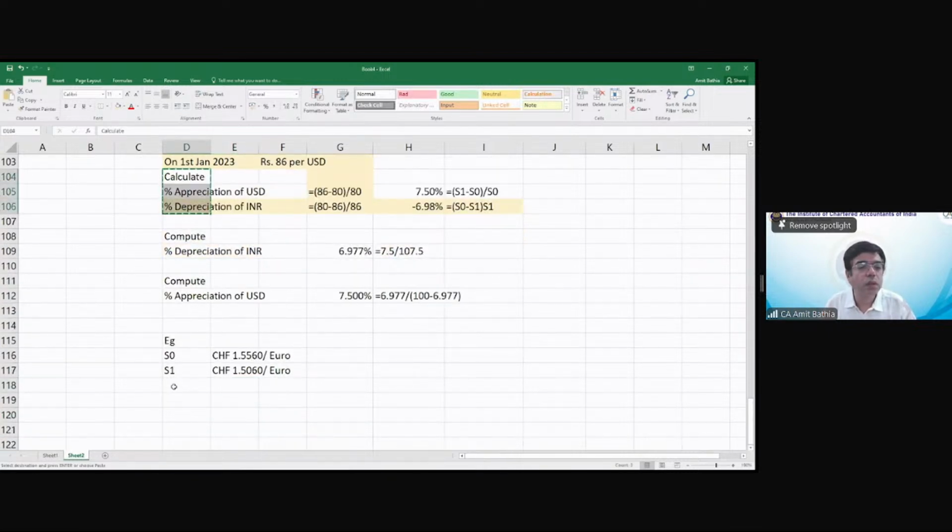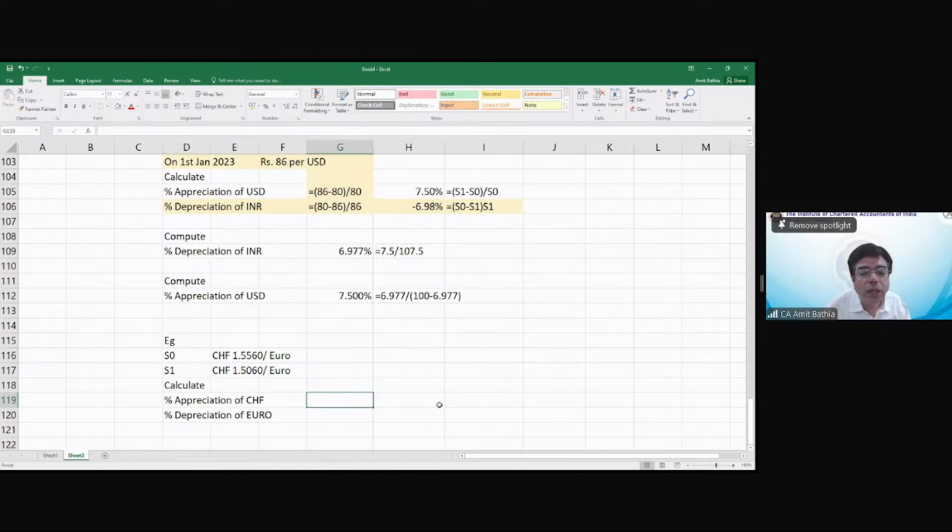We calculate appreciation. Which currency is appreciated, by the way? It is CHF upon euro, so euro is the base currency. For 1 euro earlier you were getting 1.55, now you are going to get lesser CHF, right? So the currency which has appreciated is CHF, and the currency which has depreciated is euro. Am I right? Yes.